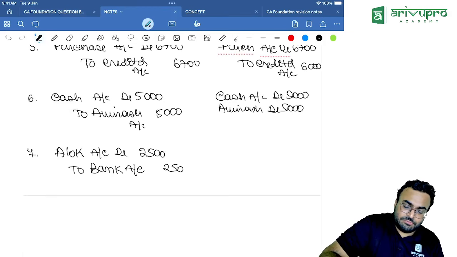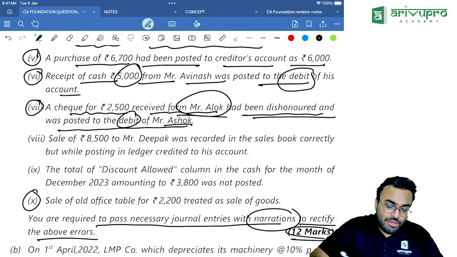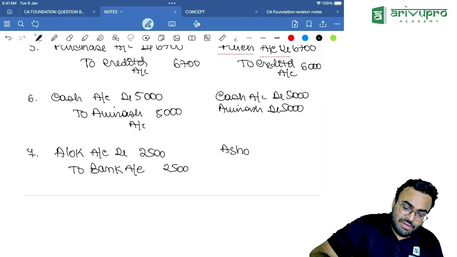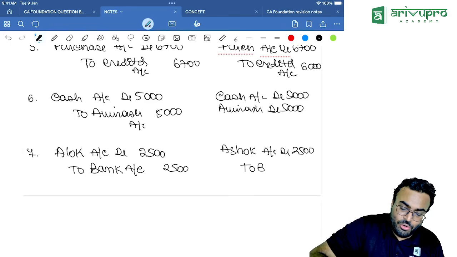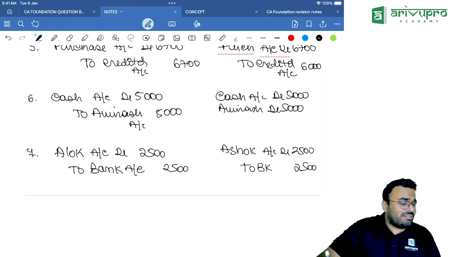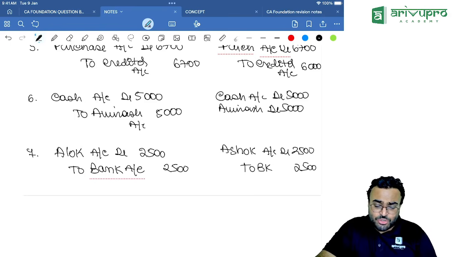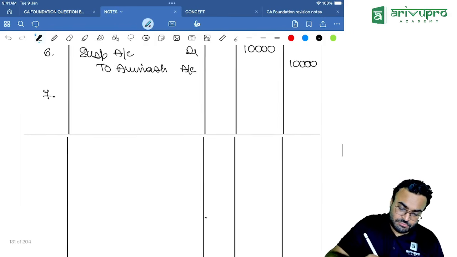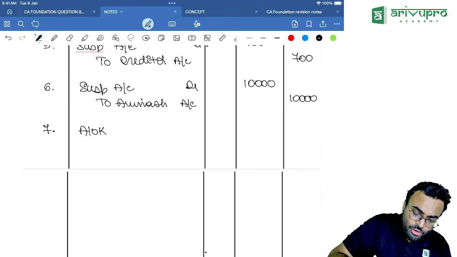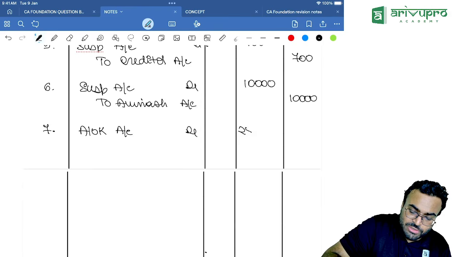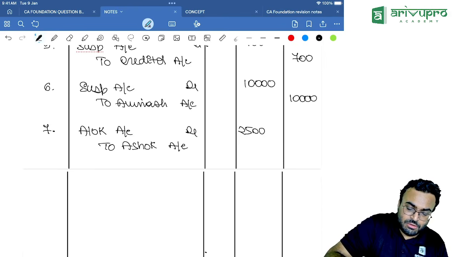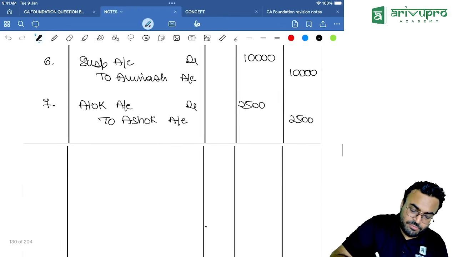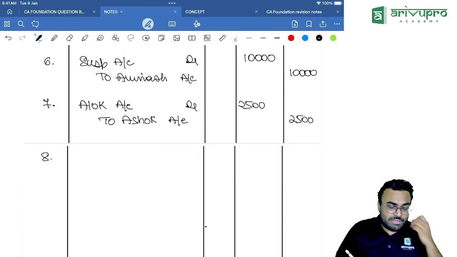What did they do? It is posted to the debit of Ashok. So they have passed the entry Ashok account debited 2,500 to bank account 2,500. Just remove from the wrong person, put it to the correct person. So the entry should be what? Alok account debited 2,500 to Ashok account 2,500. Is this clear? Done? Okay.